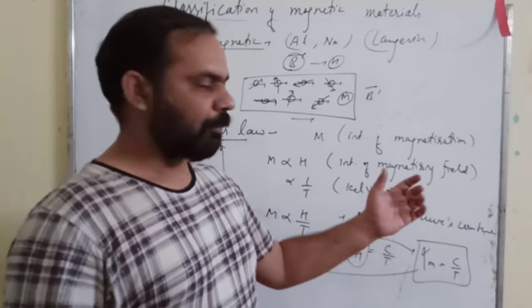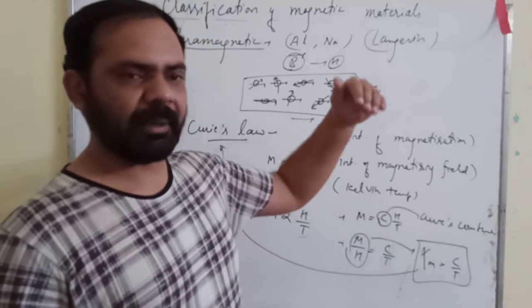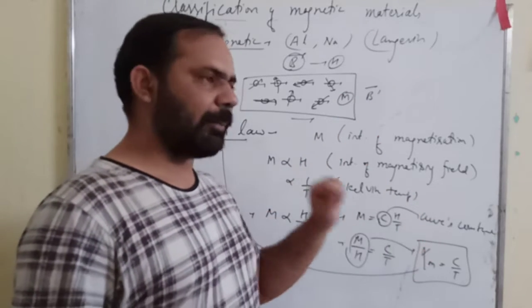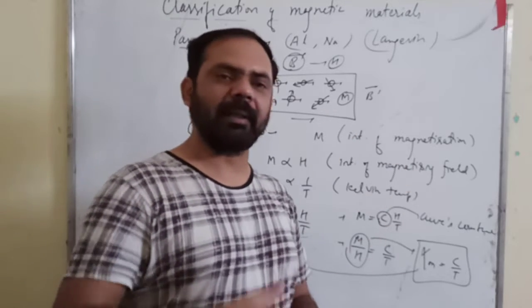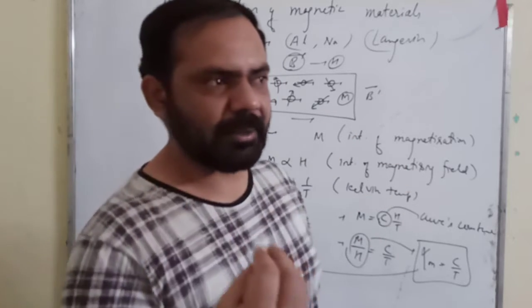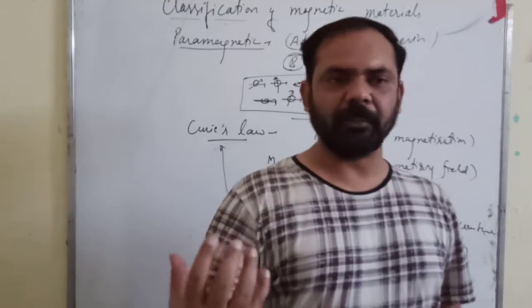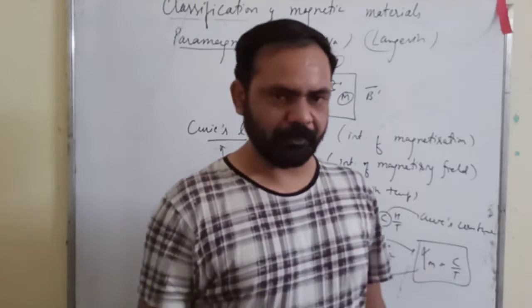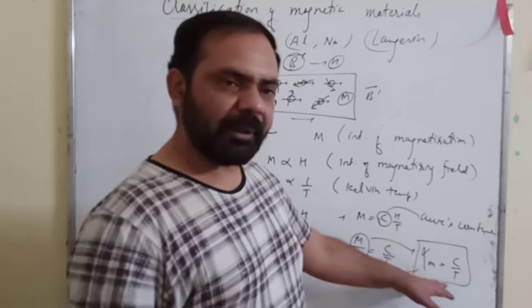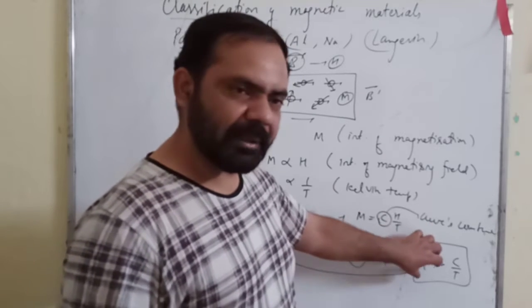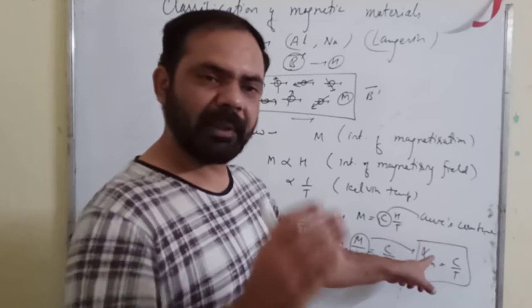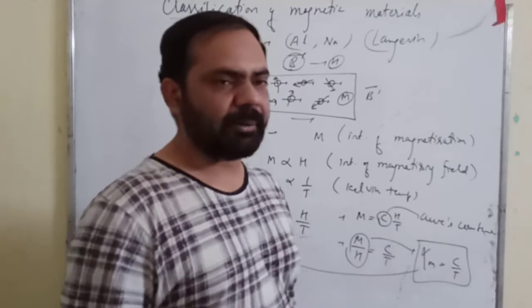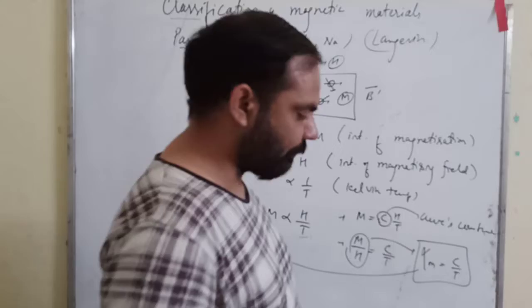Inversely proportional. If the absolute temperature is high, then the magnetic susceptibility will be low, and this magnetic susceptibility is a factor that decides how much the material will get magnetized. So the intensity of magnetization will be less if this chi M is less, and it depends inversely on the absolute temperature.